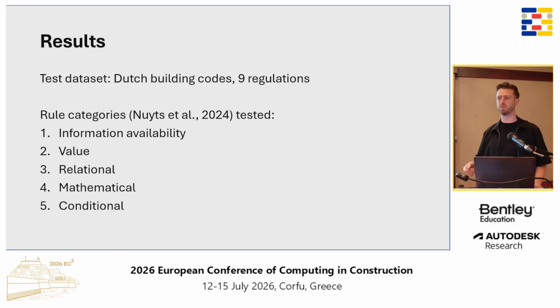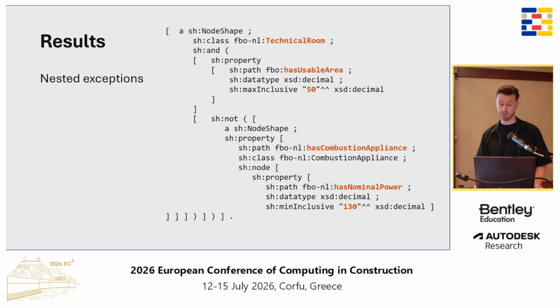So we tested this on Dutch building codes. We tested this for regulations in multiple categories, such as information availability, value checks, relational checks, mathematical checks, and conditional checks. The results are super nice. So it was able to make relatively complex SHACL creations. It would, for example, understand exceptions and even nested exceptions and model them properly because it has these template shapes.